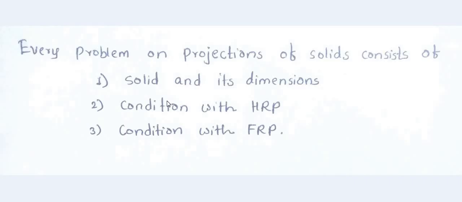Now we'll see what a problem on projection of solids will consist of. As I have said, this chapter is nearly similar to the chapter on projections of planes. So the problems also will involve 3 things, as they do in projections of planes. Every problem on projection of solids shall consist of the name of the solid, which solid it is, and its dimensions. Second, the condition with respect to HRP, and third, the condition with respect to FRP.